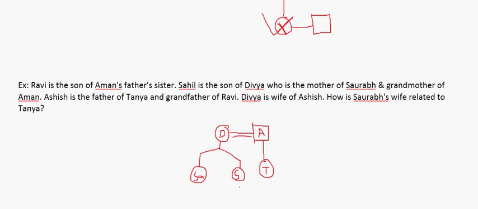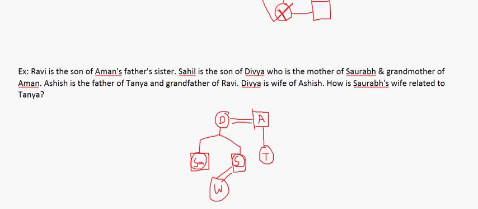How is Saurabh's wife? So these are to be squares, sorry. These are to be squares because they are both male. How is Saurabh's wife? So Saurabh has a wife. Let's construct something like this. So Saurabh's wife, how is she related to Tanya? So they are sister-in-laws, right? They are sister-in-laws. So we don't need to find out the relationship between Ravi, Aman and all that stuff to answer this question. But nevertheless, let's find out the relationship.